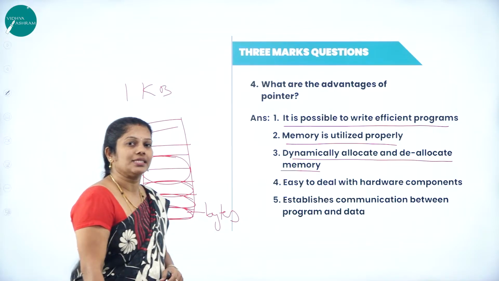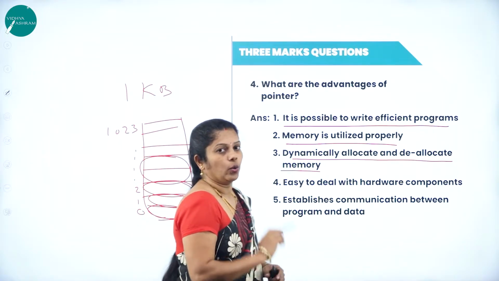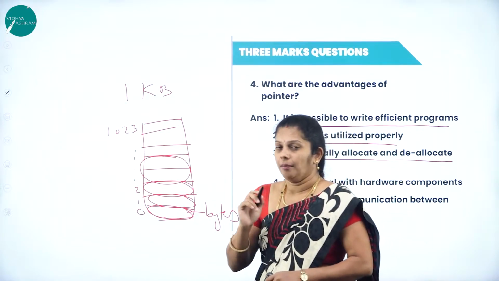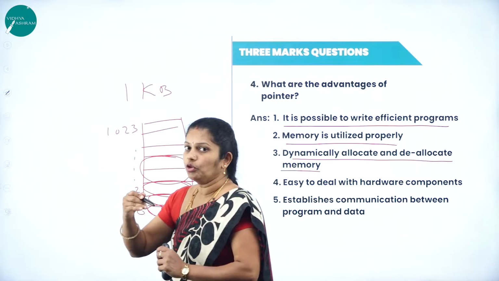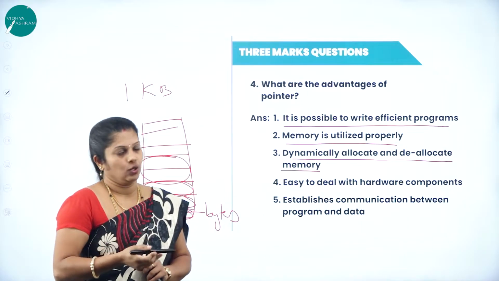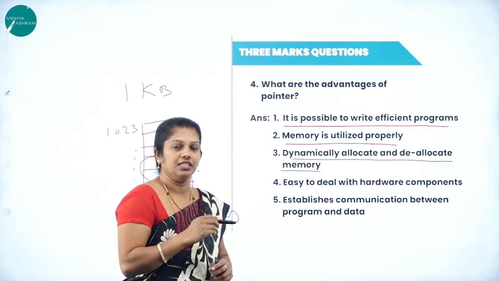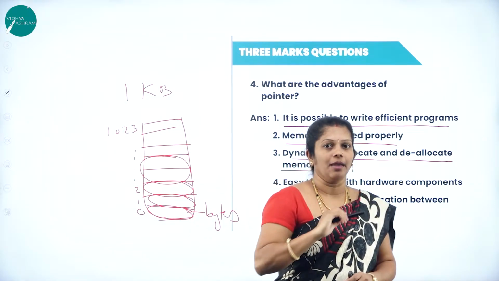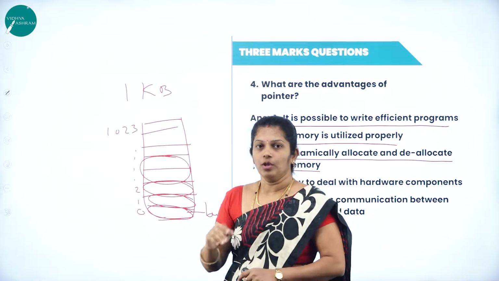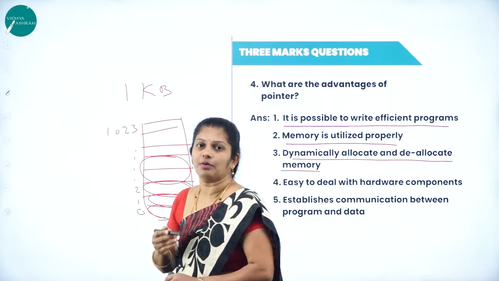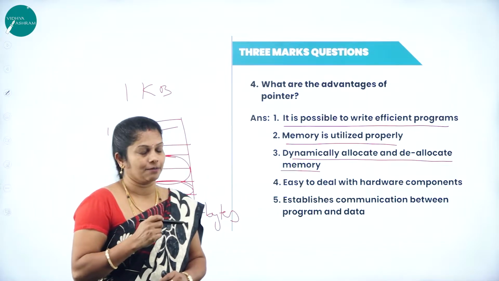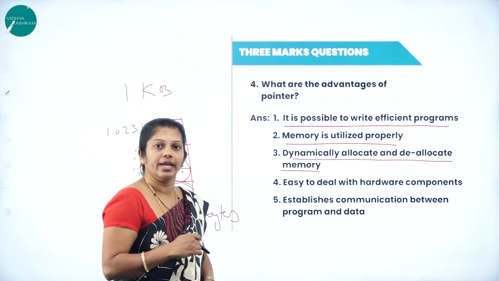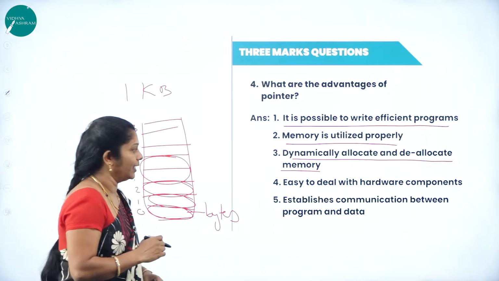Then what do you mean by dynamic memory allocation? In an array, it is a static memory allocation, because the memory is allocated before processing. Whereas in dynamic memory allocation, whenever a variable requires memory, only at that time is memory allocated. After processing, the same space can be utilized by other variables. In pointers, memory can be dynamically allocated as well as deallocated.